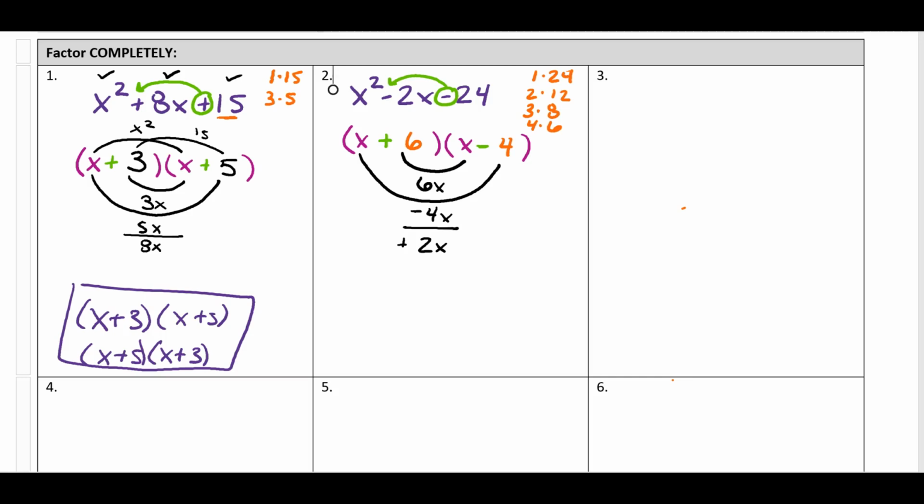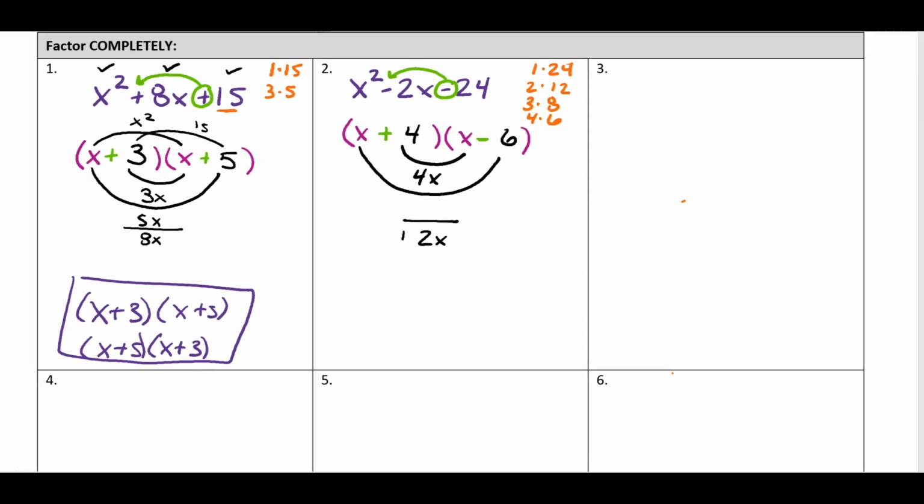So I have simply switched my signs around here. I've made this incorrect. And notice, remember I said the bigger number should have the negative? 6 is bigger than 4. I should have put the 6 in place of the 4. So I'm simply going to erase my 6 and my 4, and I'm going to switch them around. So now, 4 times x is positive 4x, and x times negative 6 is negative 6x, which is going to give me a negative 2x.